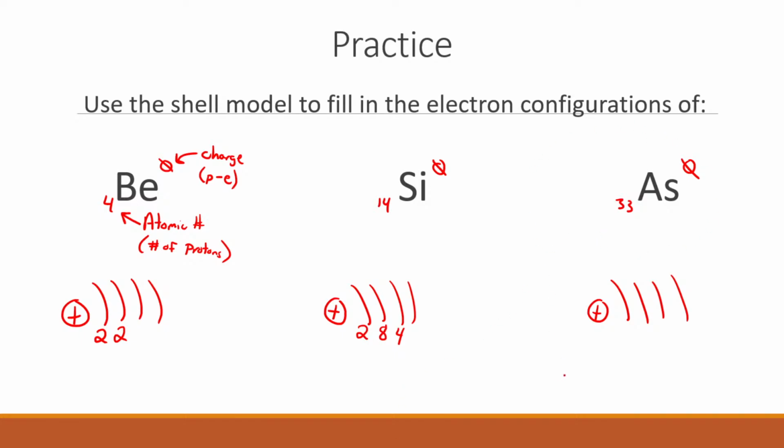For arsenic, we have 33. 2 in the first shell, 8 in the second, 18 in the third, and 5 in the fourth. And again, we're filling up the first shell before moving on to any other. Filling up the first and the second before moving on to the third.